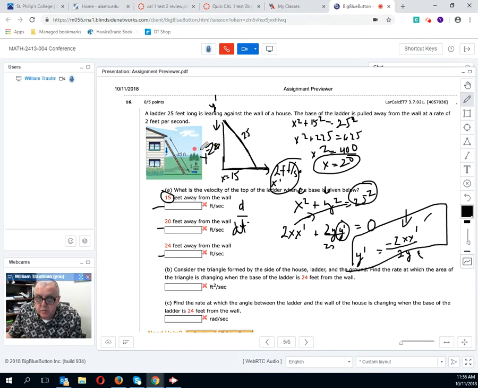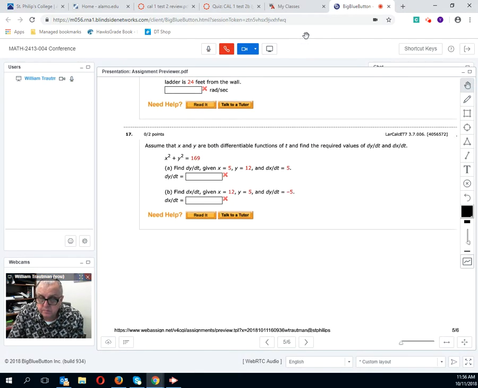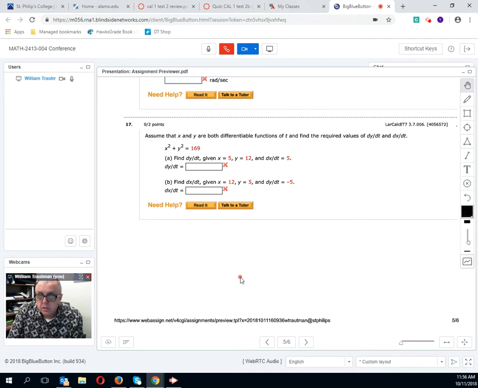There's my y. Well, what did I say? It was 20. y is 20. x is 15. Plug x equals 15 here and y equals 20 down here. And then don't forget your x prime was 2. That gives you your y prime, the velocity of the top of the ladder. Here, they just want you to take the derivative with respect to t also, the same thing we just did.